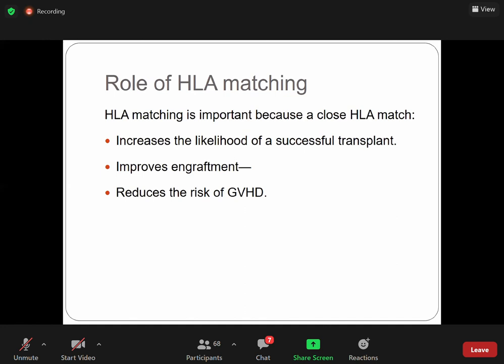Engraftment is the acceptance of the foreign donor cells in the body. After infusion, the donor stem cells home in the recipient bone marrow and start forming new cells, showing a normal hemoglobin and TLC. The donor cells are integrated in the recipient body. So the role of matching, HLA matching, is that it increases the chances of successful transplant and graft survival.